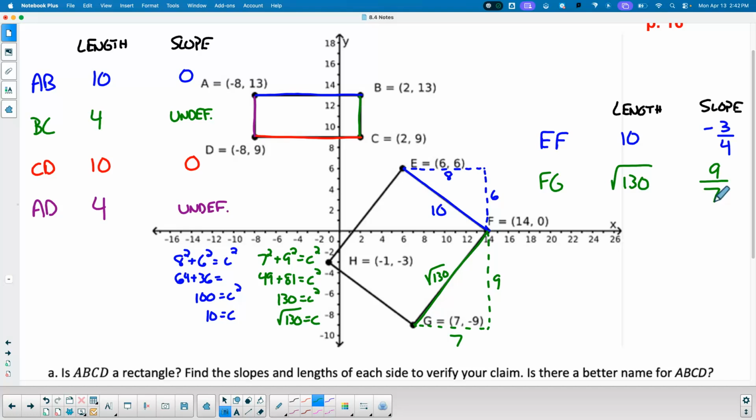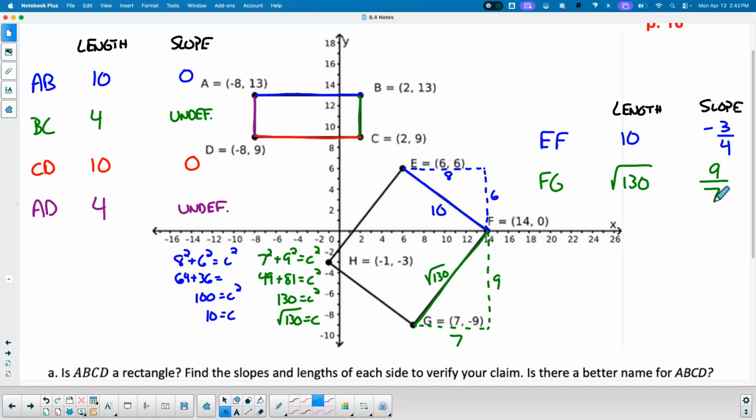Is it a rhombus? No. Why not? The side lengths are different. So it's not a rectangle and it's not a rhombus. Is it a square? No. So the only thing that we're left to check is if it's a parallelogram or not. Well, that would follow if it's not a parallelogram.